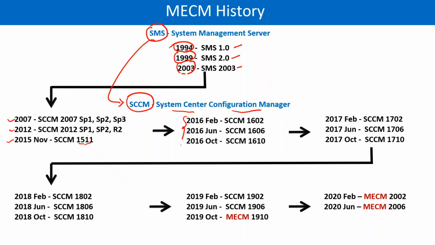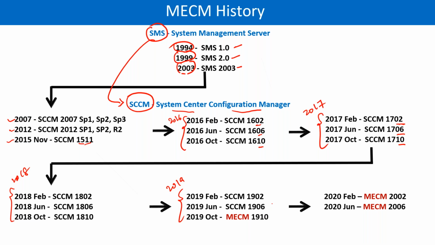Then they released three versions in the year 2016: 1602 February, 1606 June, and October. They are following this pattern from 2016 onwards. So every year they are releasing three versions: 1702, 1706, 1710, then three versions in the year 2018, and three versions in the year 2019, last year. And the product changed last year in 1910.